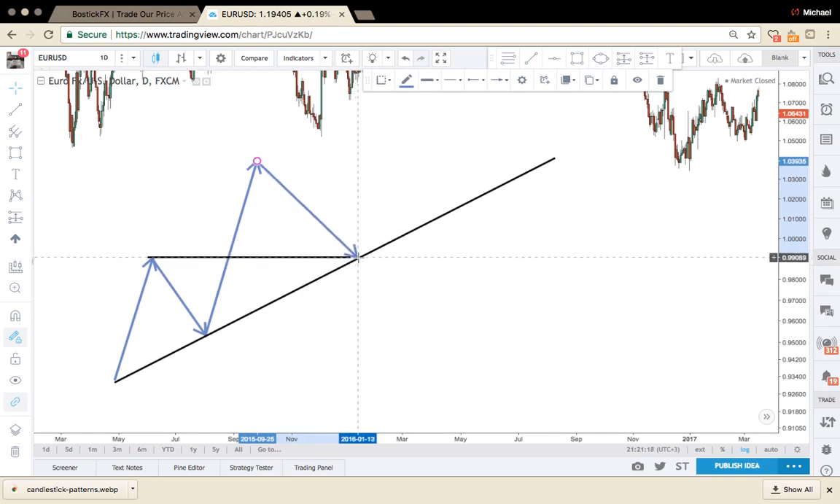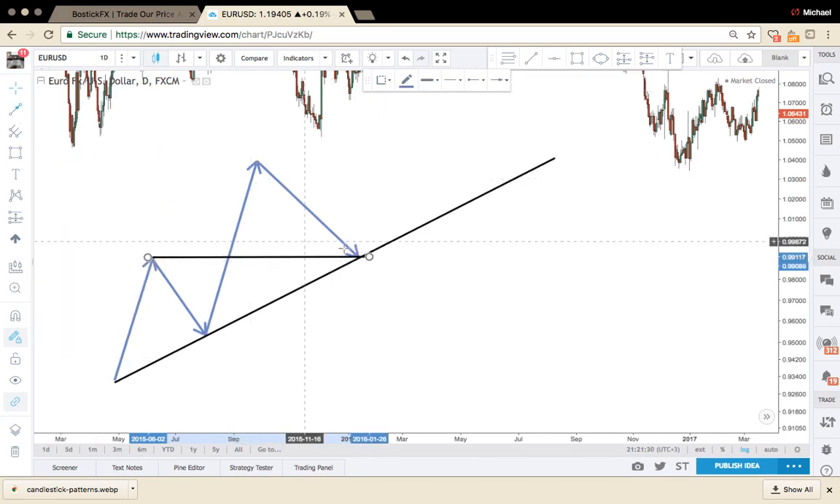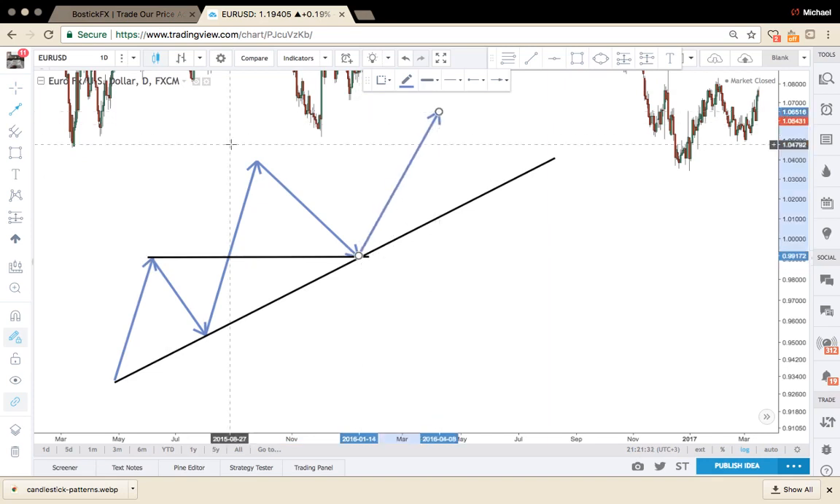And if that third touch of the line also coincides with a horizontal support and resistance, you have a really strong area, and you can have a lot of confidence that price from that point is going to bounce up, right? Because now you have two things telling you, hey, price is going to go up.